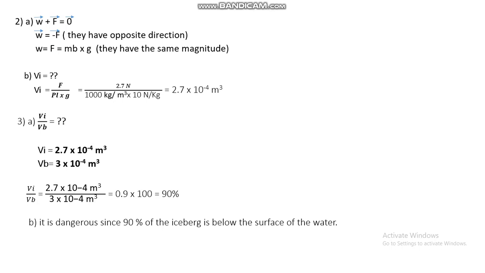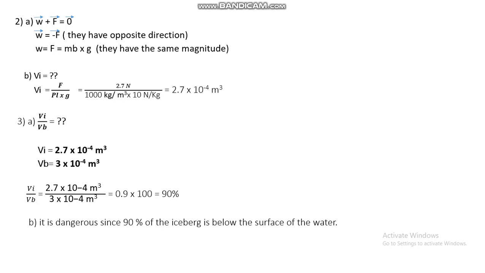Number 2. The piece of ice floats in equilibrium on the surface of water. Please underline the word equilibrium. Part A. Give the condition of equilibrium of the piece of ice. Since the forces acting on the piece of ice are its weight and the upthrust force, the condition of equilibrium is written as W vector plus F vector equals 0 vector, W vector equals minus F vector, which means they have opposite directions. W equals F equals mass times gravity, which means they have the same magnitude.